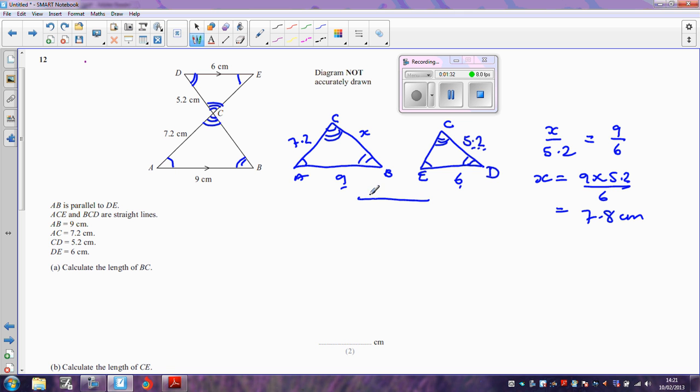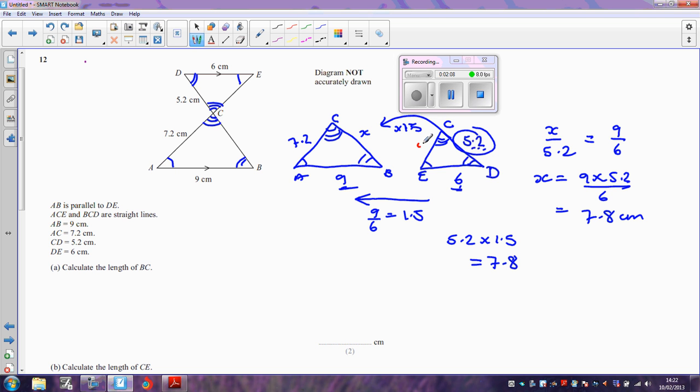An alternative way of doing this question would be to work out the scale factor. The scale factor that takes us from the smaller triangle to the bigger one is just 9 over 6, because we know that this is 9 and this is 6. In other words, 3 over 2, or 1.5. So any lengths on this triangle are going to be multiplied by 1.5 to get the lengths on the bigger triangle. And again, if we do 5.2 multiplied by 1.5, we are going to get 7.8.